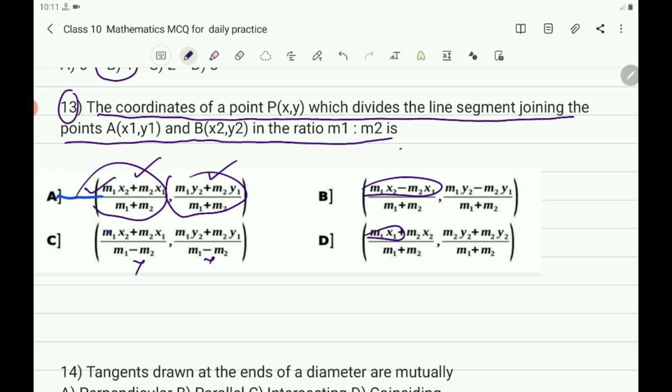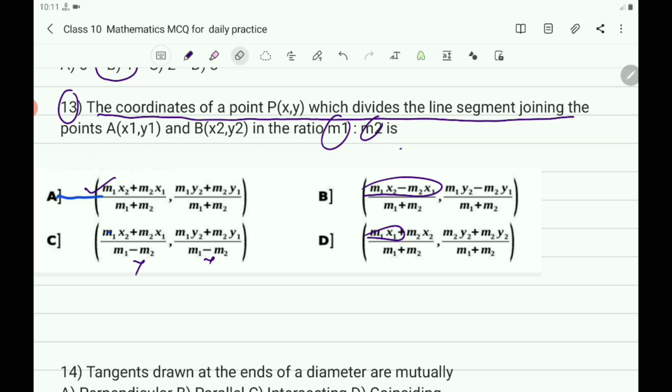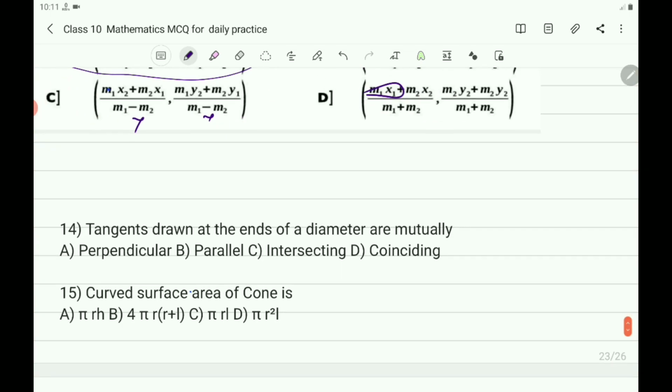So here P of xy divides the line segment A of x1 y1, B of x2 y2 in the ratio m1 is to m2, and this is the formula. Option A is the answer. So note this down. Next, take the 14th question.